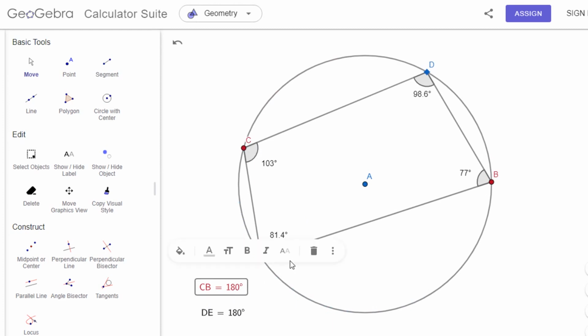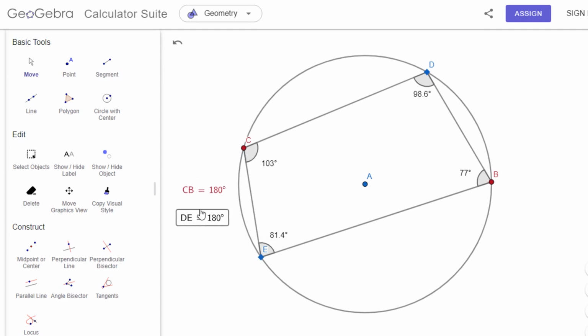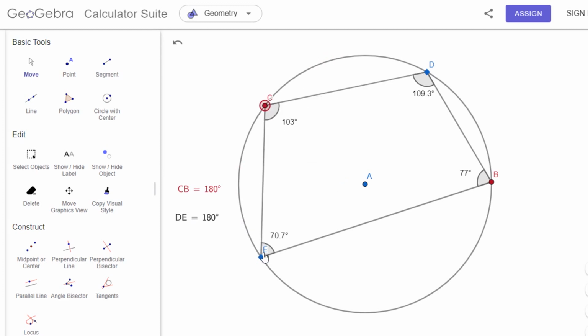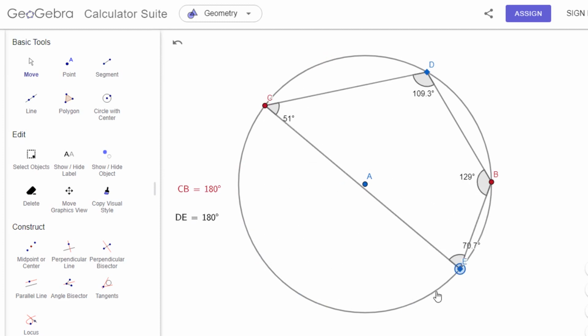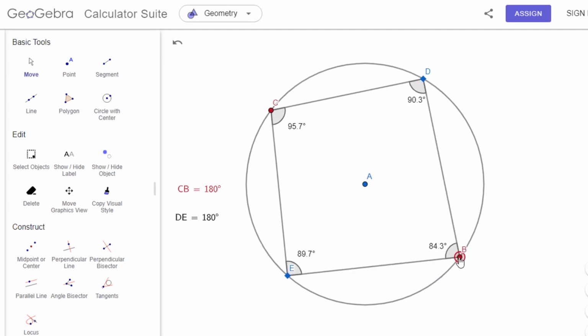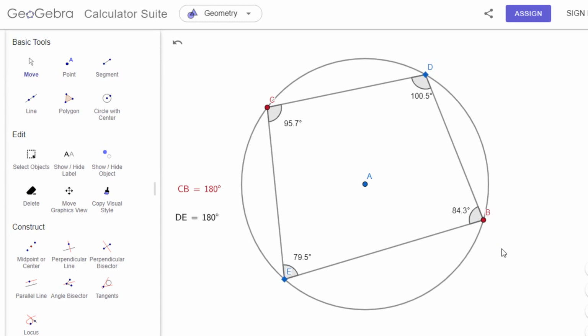As you can see, if I want, let me just put it here so that you can see it properly. So as you can see, when I add angle C and angle B, the opposites, they always give me 180, because that's the rule. So if you add this and that, it's always going to be 180.